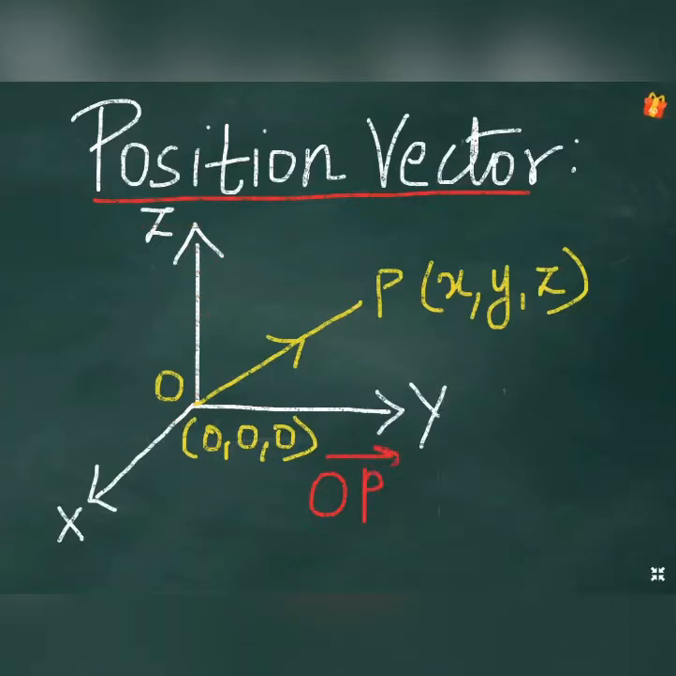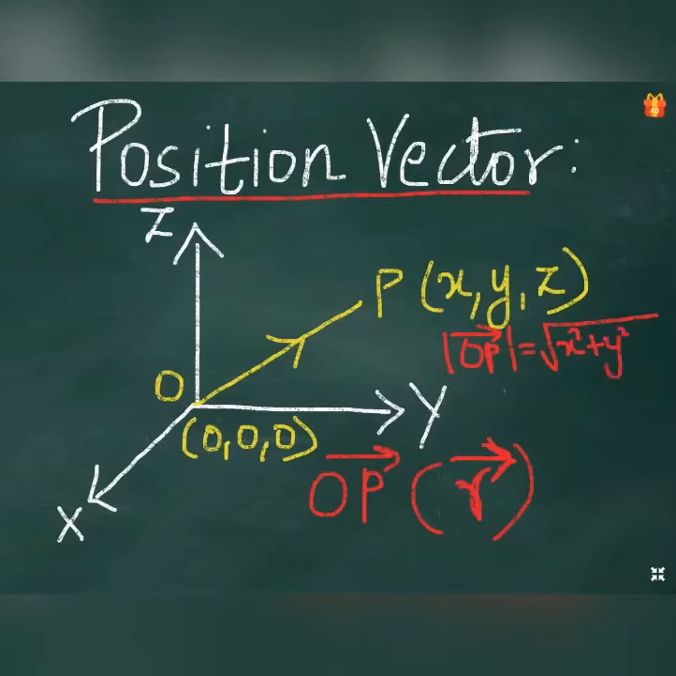OP is also represented as vector r. We can use any alphabet, but commonly we represent it as vector r. The position vector is represented as vector r, and the magnitude of the position vector is equal to root of x square plus y square plus z square.